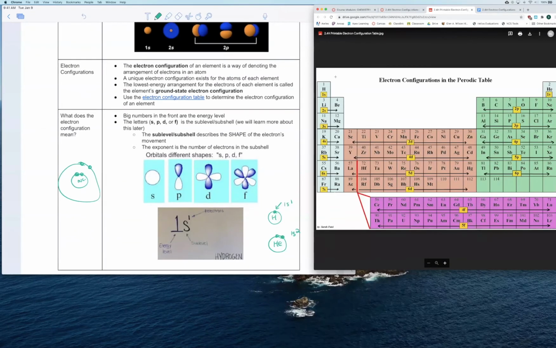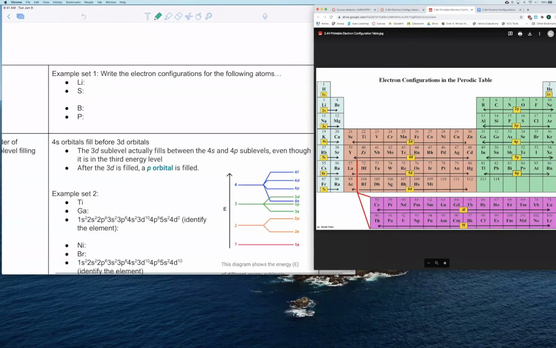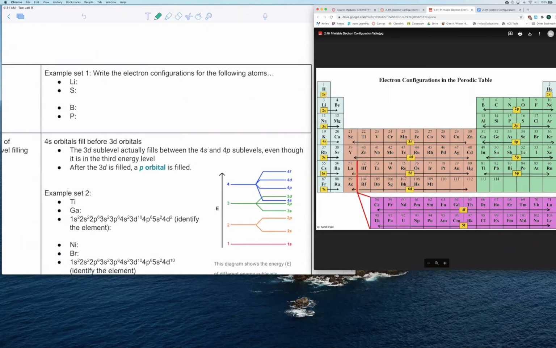Basically, you're just going to follow whatever element you have. You're going to start from the beginning and follow this chart in order until you reach your desired element. So you always start at hydrogen and follow the table in terms of atomic number until you reach the element that you want. So for example, set 1, the first question is we're doing lithium, which is right here. So let's start at hydrogen and just follow the table until we reach lithium.